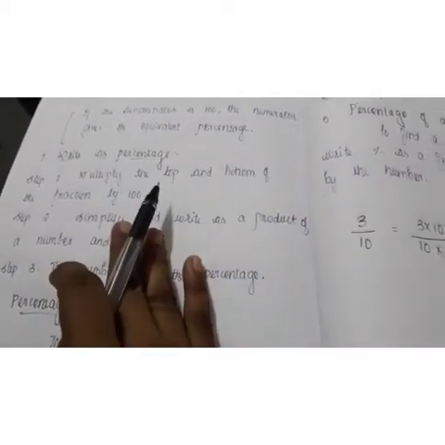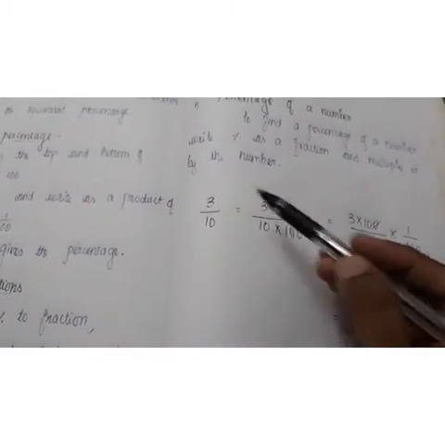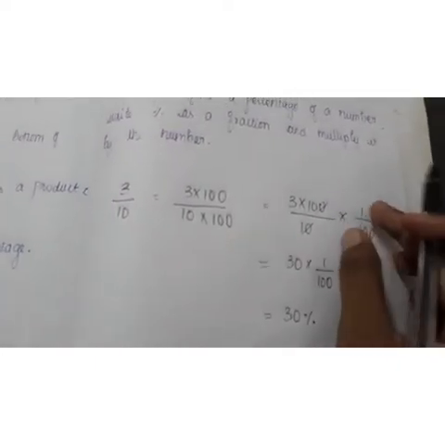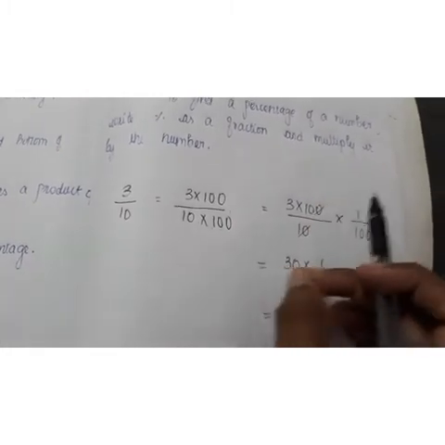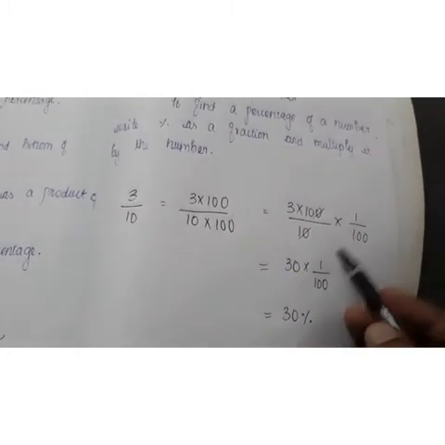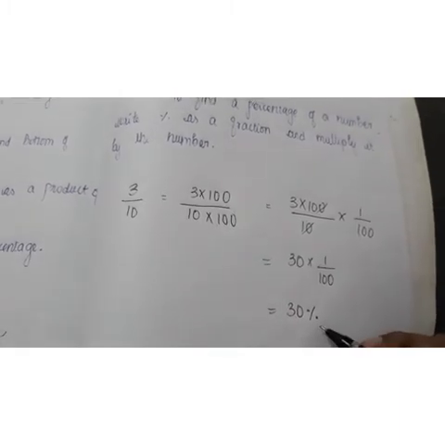When the fraction is given and you want to write it as a percentage, first multiply the numerator and denominator by 100, and keep this 1 by 100 separately in product form. The remaining terms and numbers you can simplify and find a number. Then this 1 by 100 you can write as a percentage. Okay, so 30 percentage. This is just an example.